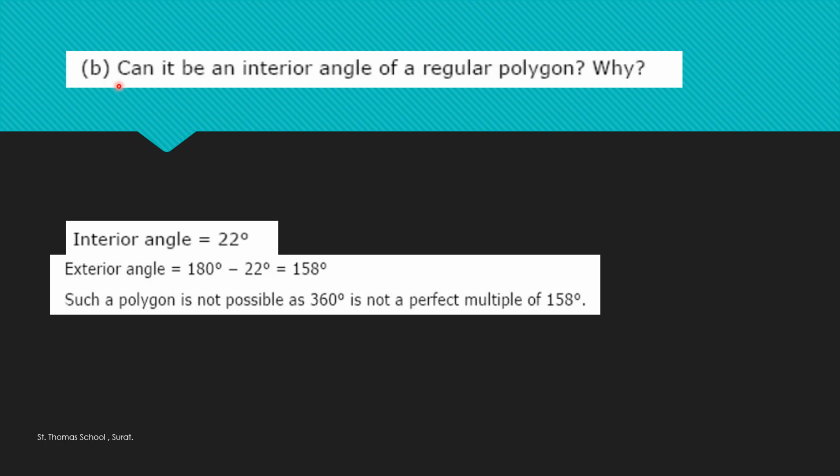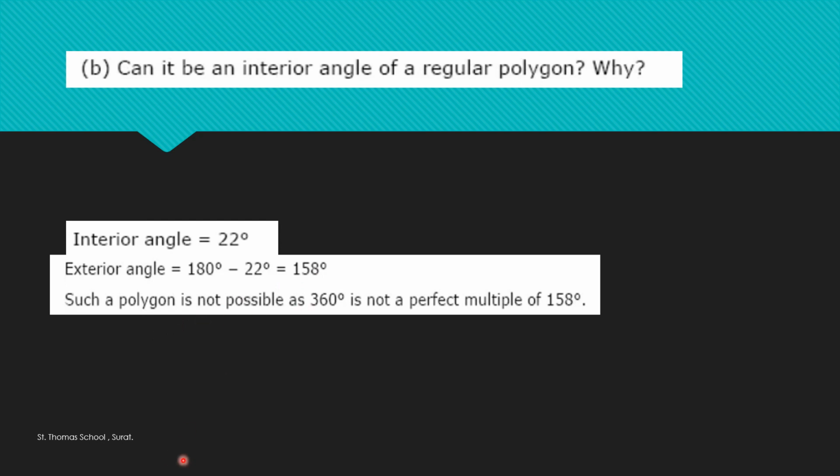Now, B. Can it be an interior angle of a regular polygon? Why? So, the question is, can we say 22 degrees is an interior angle of a regular polygon? So the interior angle is 22 degrees. So what is the exterior angle? 180 minus 22, because this sum is always 180 degrees because of linear pair. So 180 degrees minus 22, that is 158.